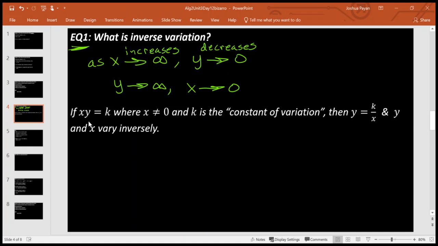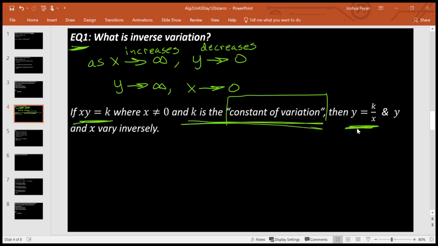Okay, and it comes from just this little relationship here. If x times y is equal to some number k, and again, we're assuming x is not equal to zero, then we would say k is what we call the constant of variation. And that gives us this little function right here, which represents very wholly the inverse variation between y and x.